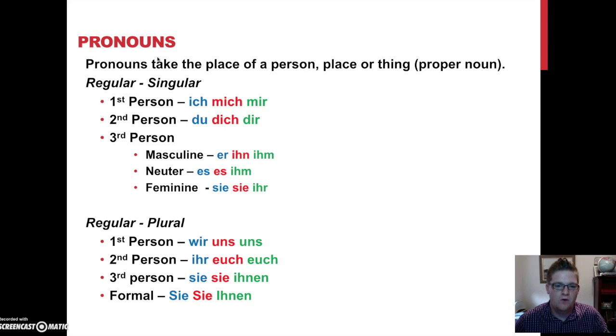In the formal, and that's when you're talking to an adult or a boss or a stranger, someone you don't know very well, you will use sie for the nominative case, sie for the accusative case, and ihnen for the dative case. And remember, on formals, the first letter has to be capitalized regardless of where it is at in the sentence.